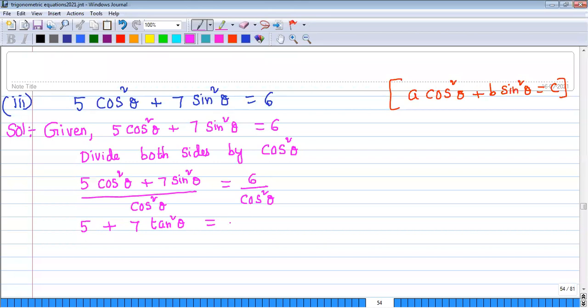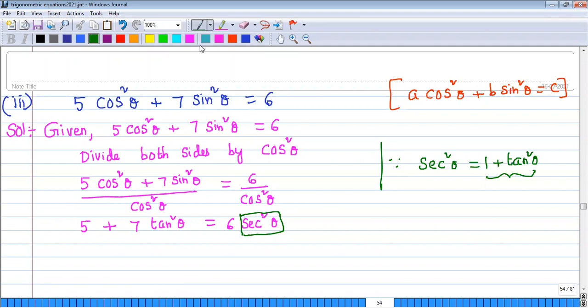And 1 by cos is sec, so this is 6 secant square theta. Don't worry, secant square theta we can express in terms of tan: secant square theta equals 1 plus tan square theta. Am I correct? So in place of secant square theta, write this value: 5 plus 7 tan square theta equal to 6 times (1 plus tan square theta). Yes, we need to solve it for tan square theta.